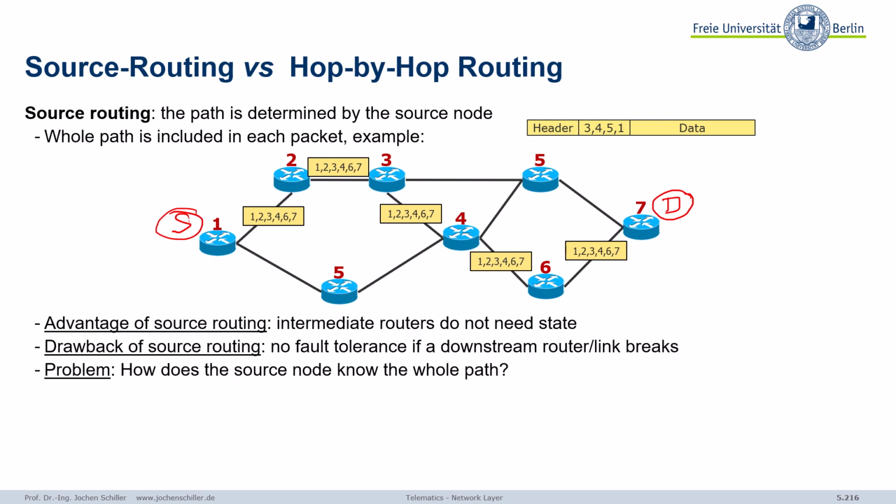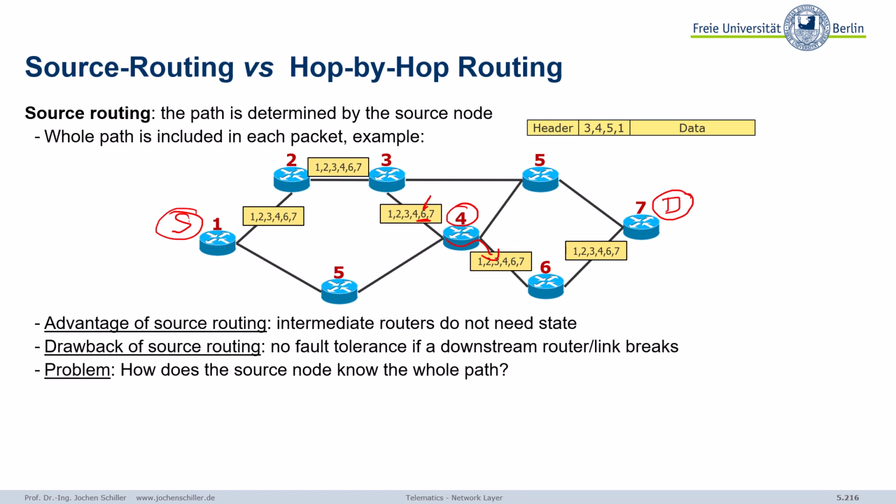The routers can be very simple. They don't have to know anything because they get the direct order. So router 4 here, for example, reads directly here in the list, okay, the next one is 6. So there are no alternatives. Very simple forwarding here.